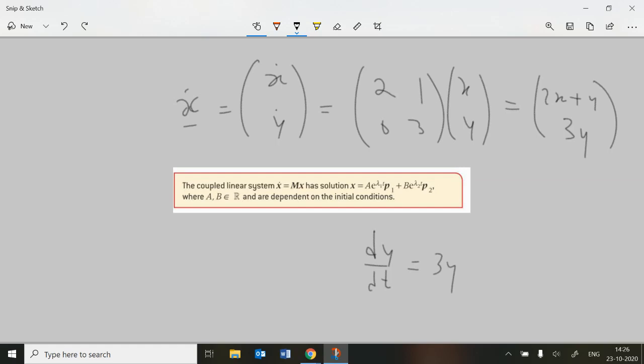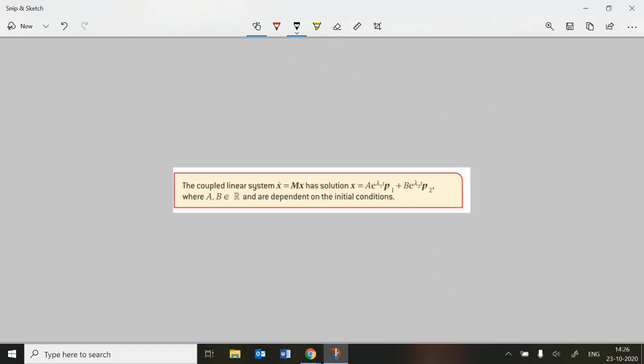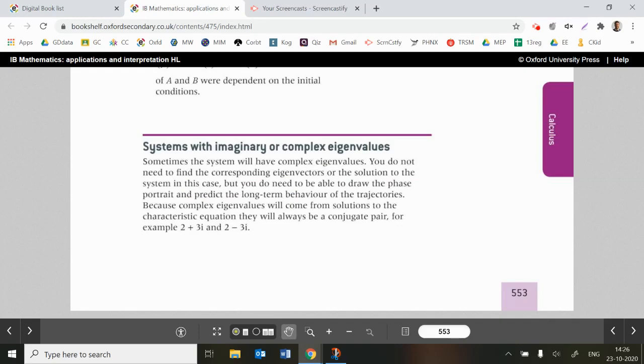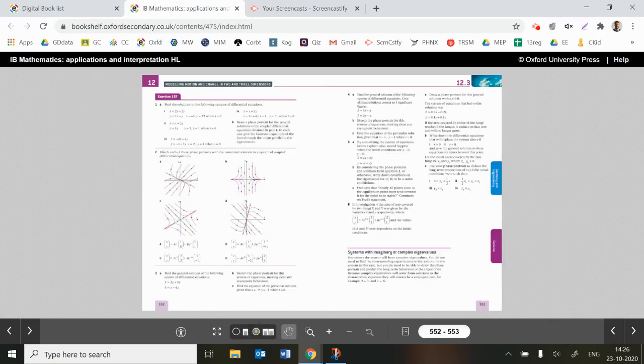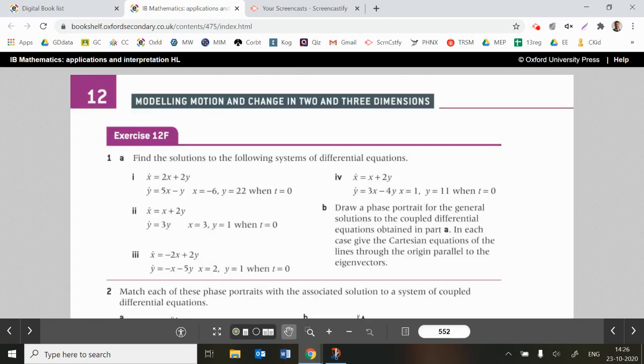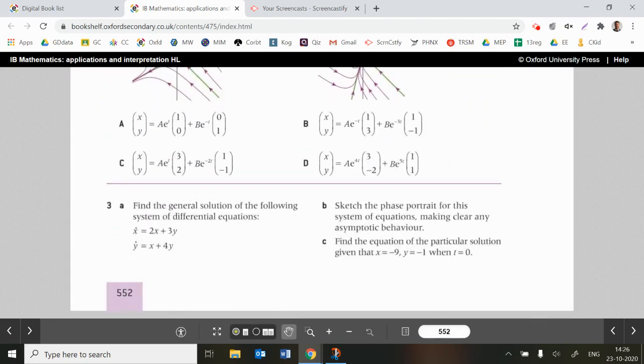We then moved into phase portraits, but last time round we always found eigenvectors which were real values. Now we're considering the cases of what happens when they're not real values, when they're complex. So let's have a little look at what the book is doing in terms of the exercise. You can see there's a little start bit down here on page 553, just a bit of an introduction here. And in that introduction, they also say a reminder.